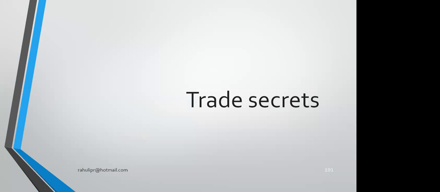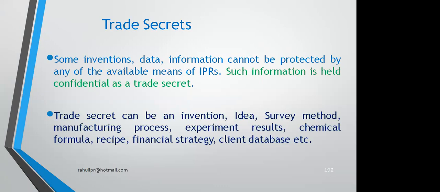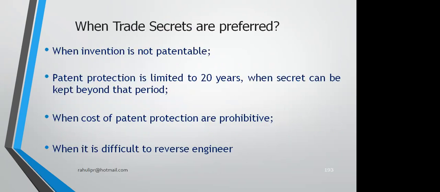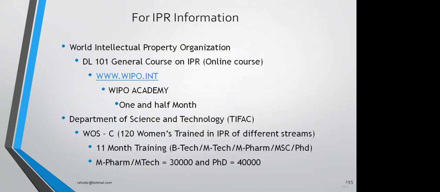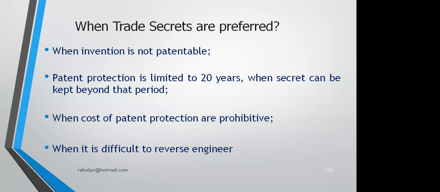Trade secret is basically also known as undisclosed information. It is to protect undisclosed information that cannot be filed for a patent application, like an idea, survey, method, manufacturing work process, experiment results, chemical formula. These things can be protected with the help of trade secret. As such, there is no law in our country to protect trade secrets. You can protect them with the help of a non-disclosure agreement, or with the help of a labor law act. So this is all about the protection of trade secrets.